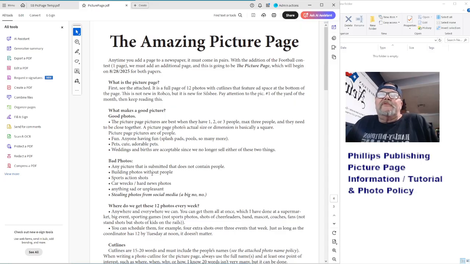What else is not in the photo page? Sports action shots are not used. Car wrecks, hard news photos, anything sad or unpleasant, and stealing photos from social media. That's a no-no. These are pictures we take.